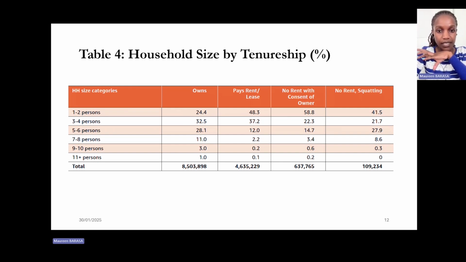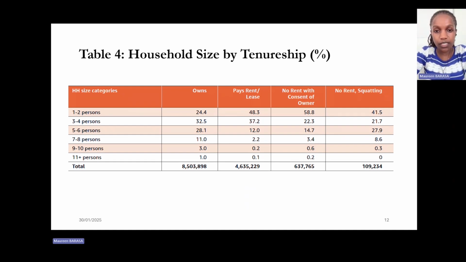Then for paying rent or leasing, if you look at this column, it's easier for 1 to 2 people to pay rent or lease houses. Then that is 48.3%. Then no rent with consent of owner.